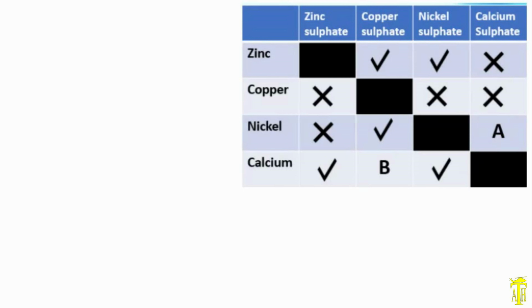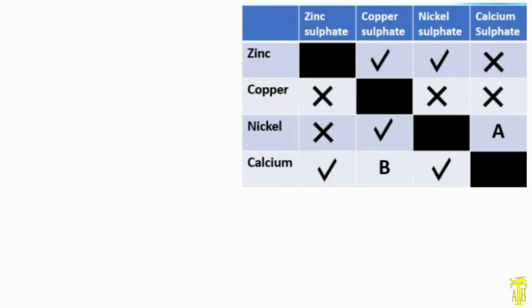So if you have a look at zinc, that reacted with copper and nickel. So we know that zinc is above copper and nickel. It didn't react with calcium, so we know calcium is higher than zinc. Copper didn't react with any of them, so that means that it's at the bottom of the 4 metal reactivity series. Nickel didn't react with zinc, but it did react with copper. So we now know that it goes zinc, nickel and copper. Calcium reacted with both zinc and nickel.